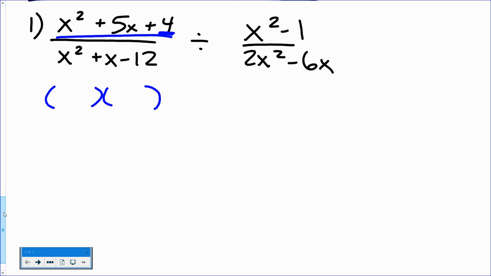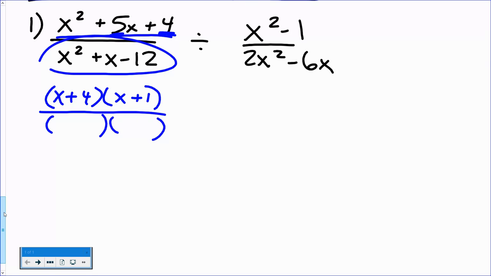So what multiplies to 4 but adds to 5? So 4 and 1. I'm going to factor this denominator. What would multiply to negative 12 but add to 1? So that'd be 3 and 4. My 4 needs to be positive. My 3 would need to be negative.